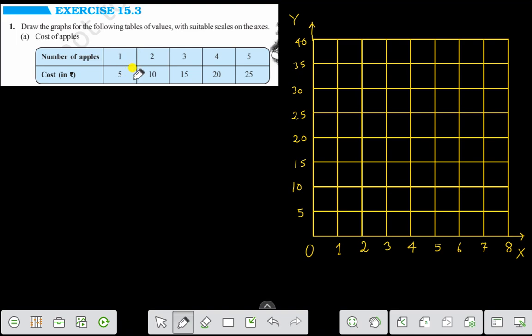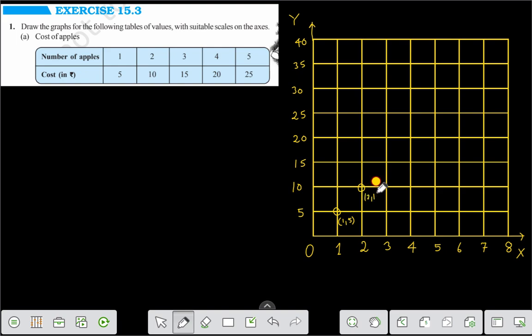Let us find the points. When the number of apples is 1, the cost is rupees 5. So we are getting this point, which is (1, 5). The value of x is 1 and y is 5. Next, this is (2, 10). This point has the value of x as 2 and the value of y as 10.